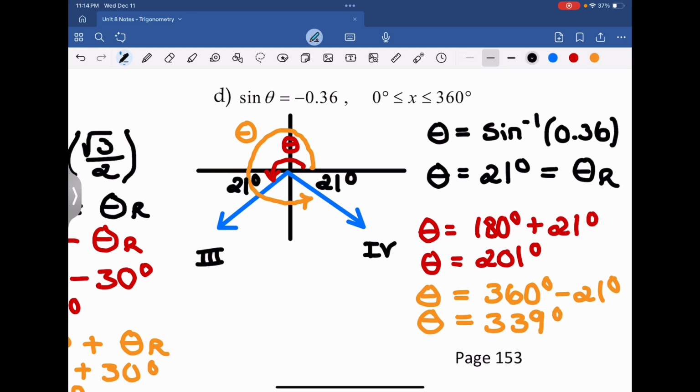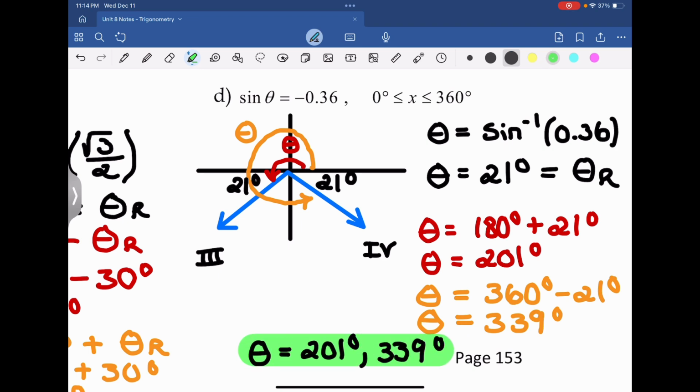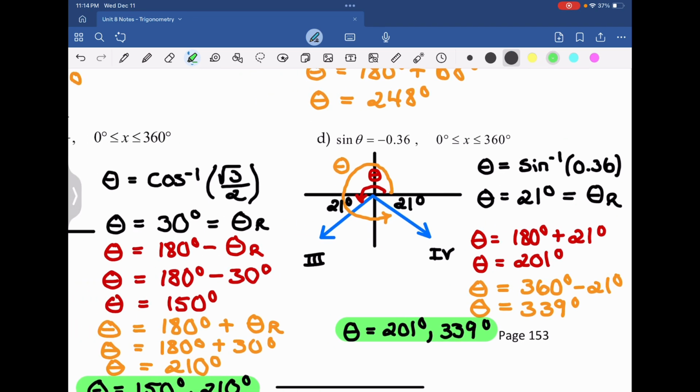There we go. And then we just want to summarize our solutions and say, therefore, theta, when sine is equal to this negative 0.36 as a ratio, is equal to 201 degrees, and it's equal to 339 degrees. Done. There's our solutions. Awesome.